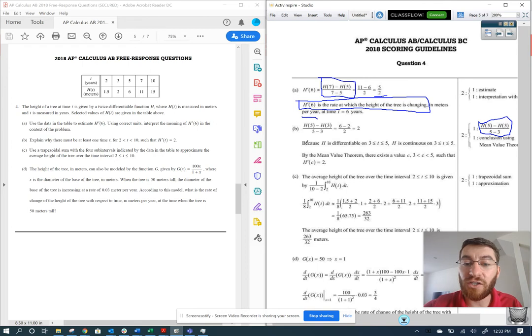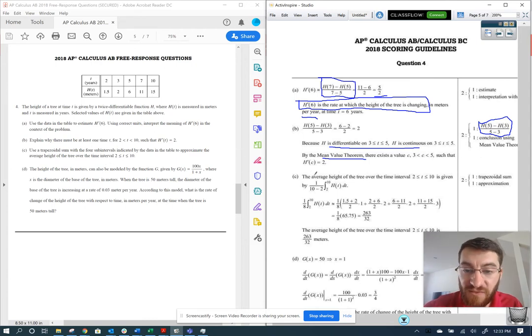Okay, you need the condition. So differentiable and continuous is part of the mean value theorem. And then you need to cite the mean value theorem. So if you have both of those, then that is called using the mean value theorem.